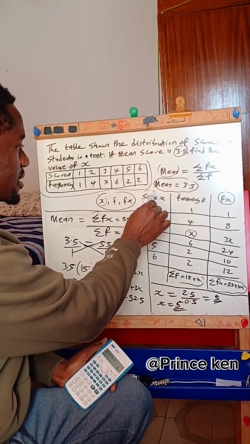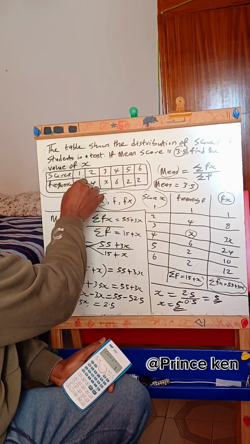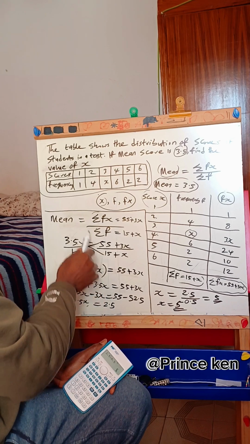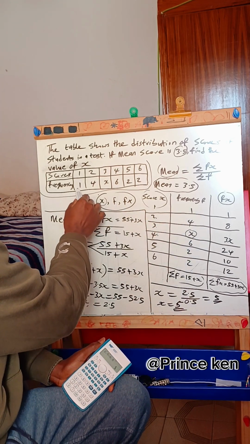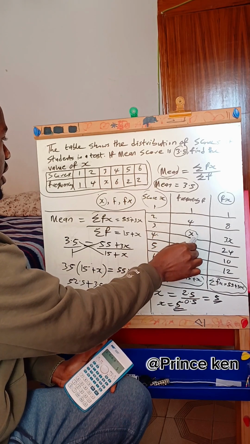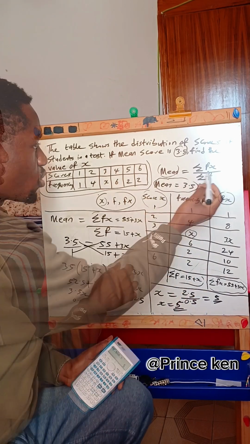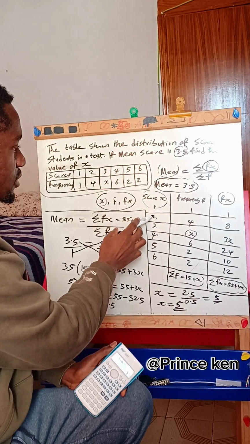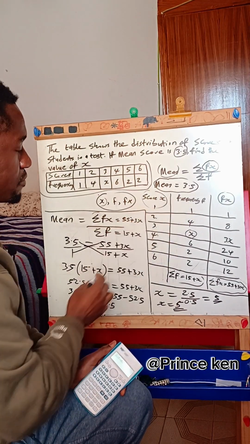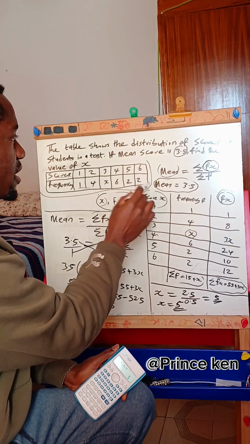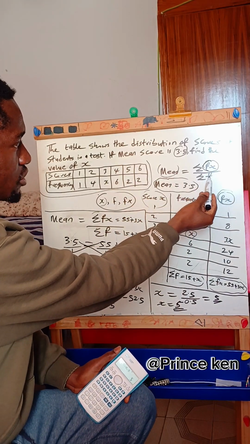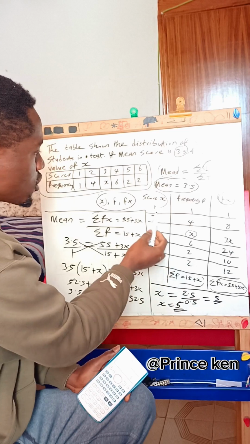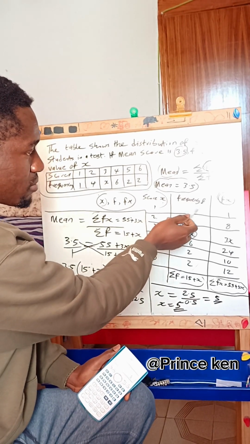Now, our score s is here already. This is score s, which is 1, 2, 3, 4, 5, 6. And our frequency f is here already, which is 1, 4, x, 6, 2, 2. Now, fs is when you multiply your score s and your frequency f, which is fs. And the fs is in your mean equation, as you can see. Look at it here.